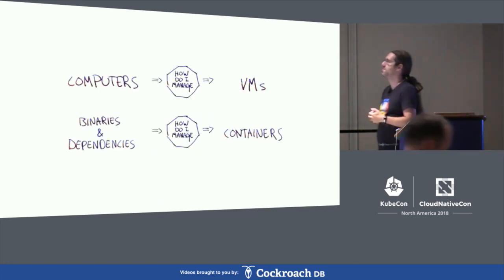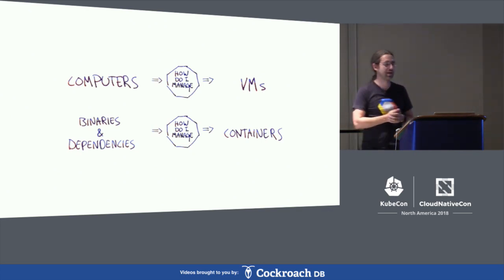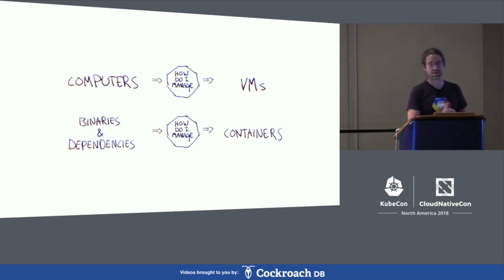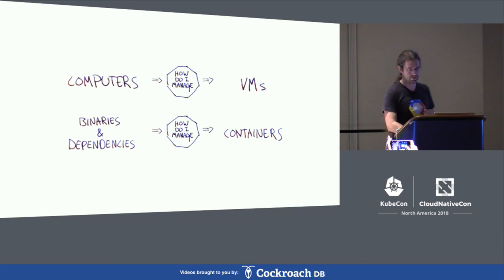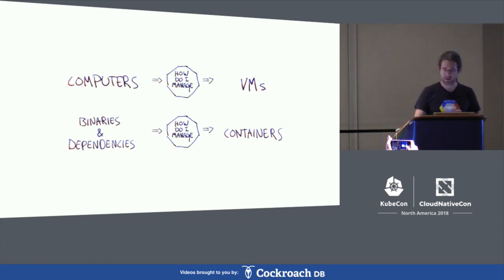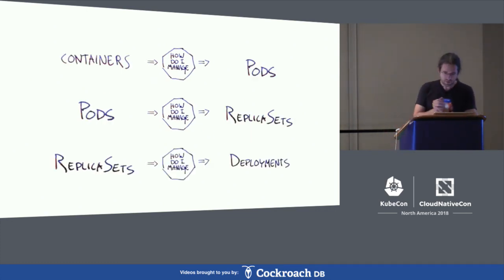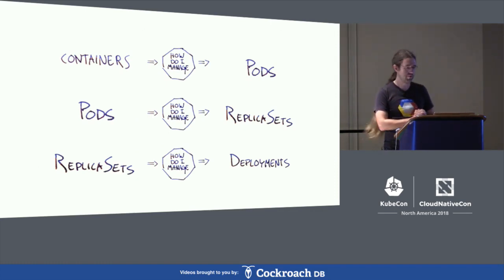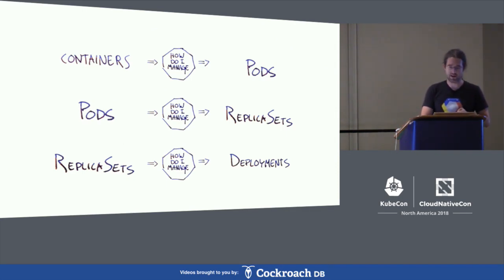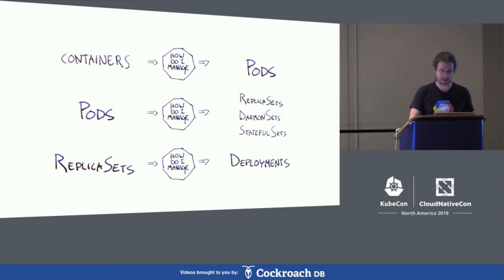Before Kubernetes came into existence, the industry, I would say, knew how to manage at least two things. Computers can be managed as VMs. Binaries and dependencies can be packaged into containers. It makes them easier to manage. When Kubernetes first came out, we had pods, replica sets, and deployments as management technologies. Although replica sets had a different name at the time, I won't go into that. As Kubernetes grew up, we grew more management systems for pods.